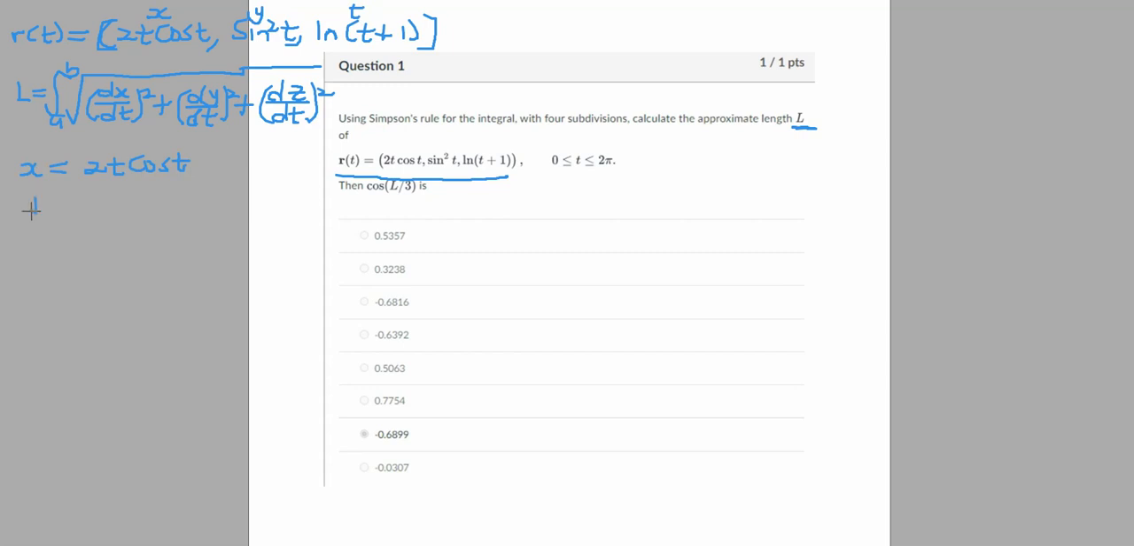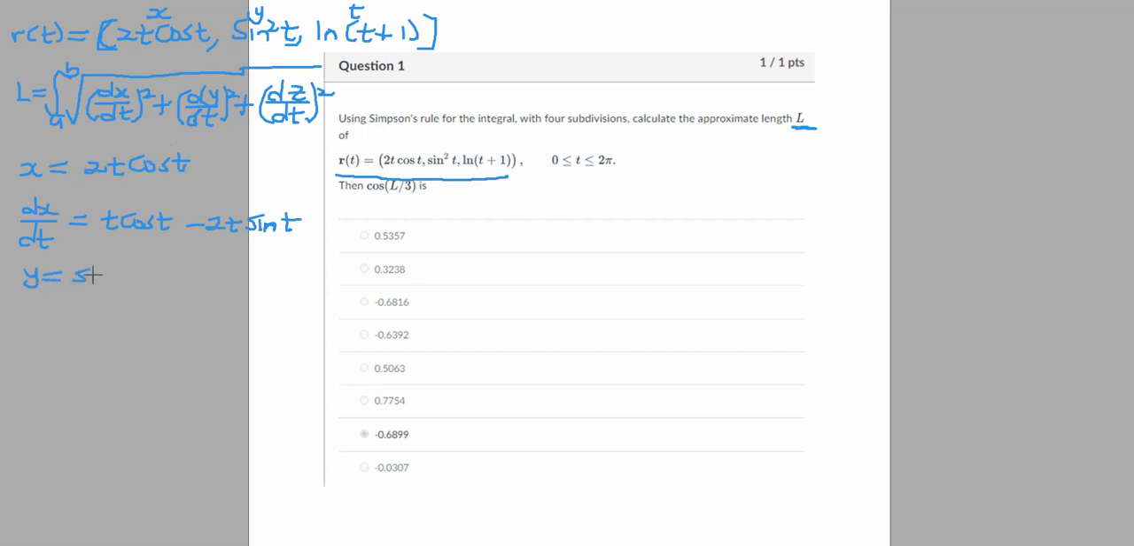So we have to find the dx/dt. Our dx/dt will be equals to, the ratio of t times cos t, then the ratio of cos t is minus sin t, then times 2t. So minus 2t sin t. So this is the ratio of x. Now also we need to differentiate y.